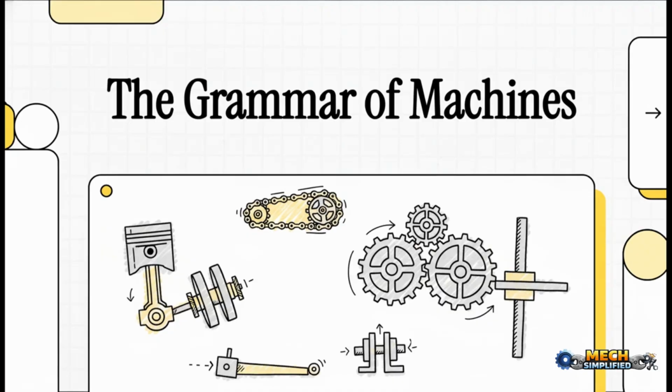Have you ever looked at a really complex machine and just wondered, how do all those parts know what to do? How do they all move in perfect harmony? Well, it turns out there's a kind of hidden language, a grammar, that controls how everything moves from a simple bike to a massive factory engine. And today, we're going to learn how to speak it.